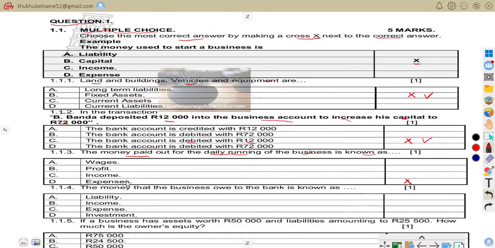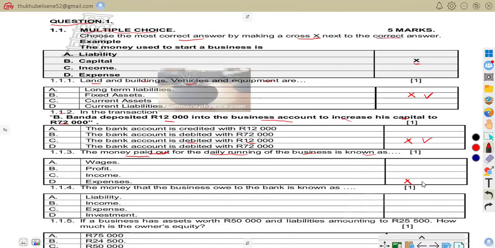The correct answer is D because you're saying the money paid out for the daily running of the business. Paid out, so that is what we're saying. It's an expense. So money paid for the daily running of the business is called expenses. For example, payments for electricity, water, rent, or salaries are all expenses because the business spends money to operate. Hope we are still on one page.